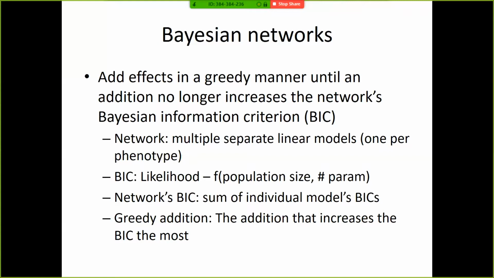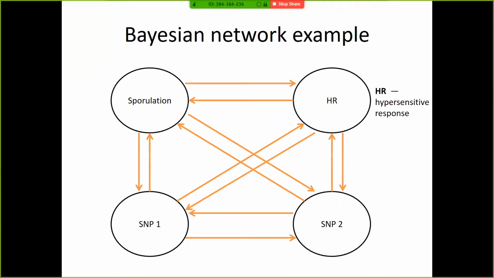And so the reason they're called Bayesian networks is simply because we're using the Bayesian information criterion. So now I'll give an example of how this is done. Assume we have two phenotypes, sporulation and HR, or hypersensitive response, and two SNPs.